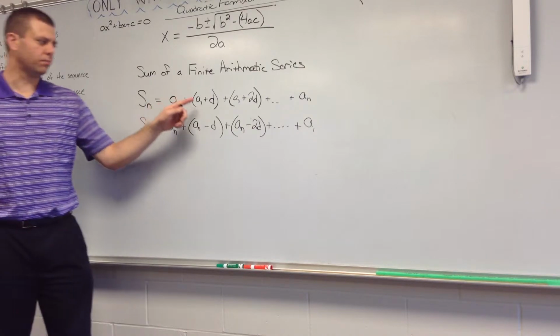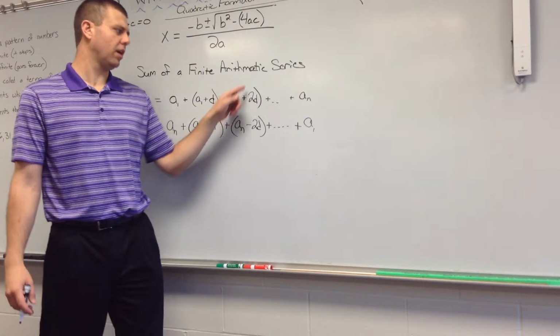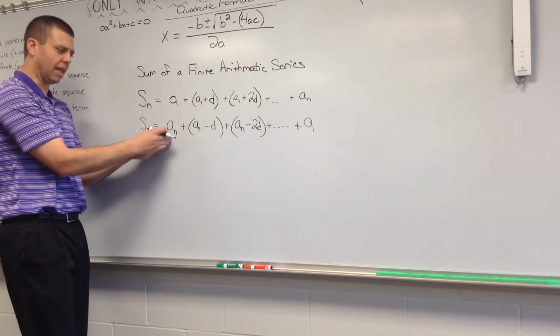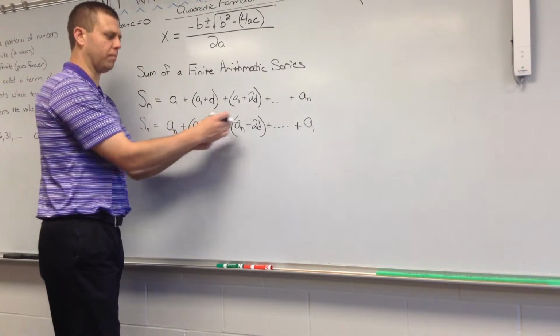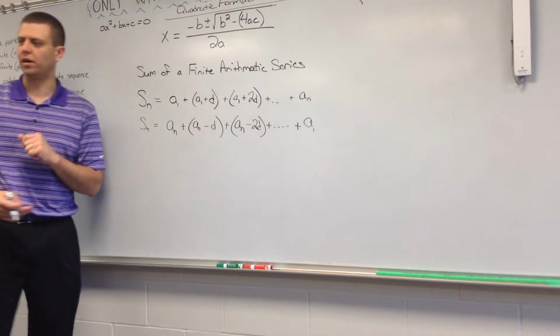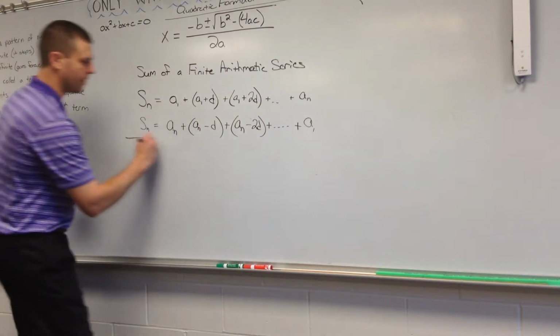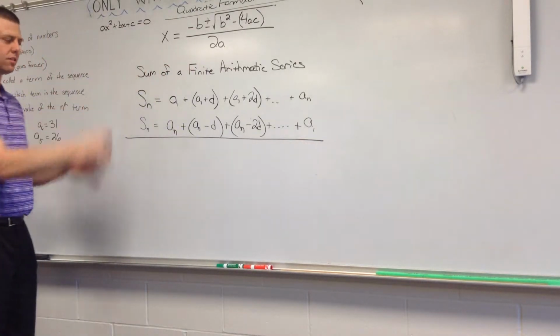Like 1,000 plus 11,000 plus 21,000 plus and so on, or start at the very back end: the last number plus the one right before it plus the one right before it. I just wrote it two different ways. Everybody see what I did? Questions? Okay. I'm going to add these together.